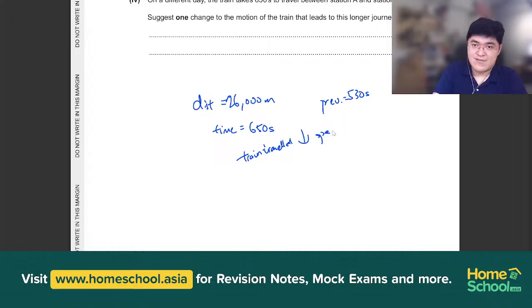All right, so the train travels at a lower top speed. Because it has a lower speed, it takes more time to travel the same distance, right? So let's write that down. All right, the train traveled at a lower top speed.